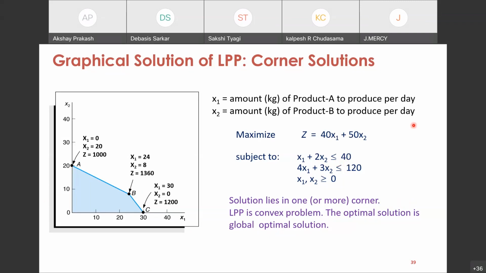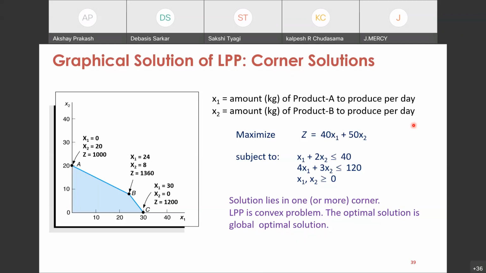These are basically known as a polyhedron. A polyhedron is a geometry made up of the intersection of many such straight lines. If the polyhedron is bounded, that geometry is known as a polytope. This is always a convex region, and the solution of this linear programming problem will always lie on one of these corner points.